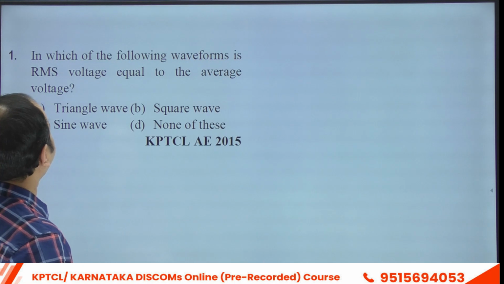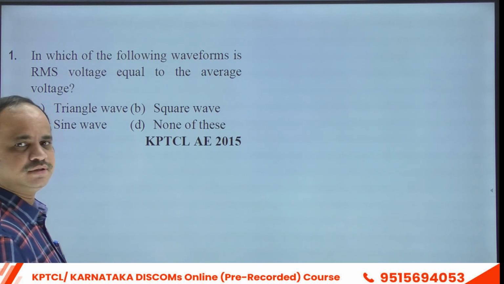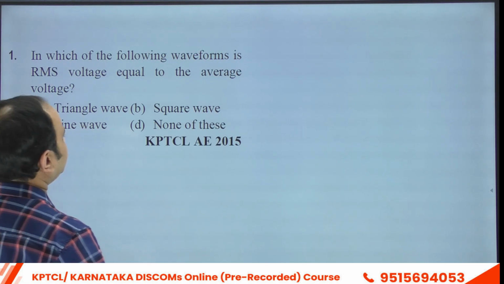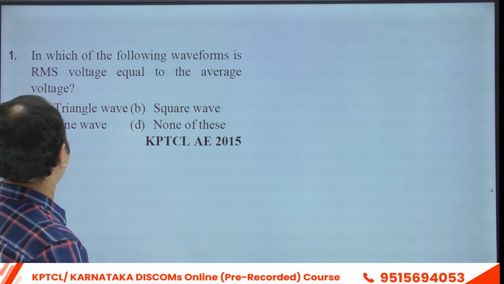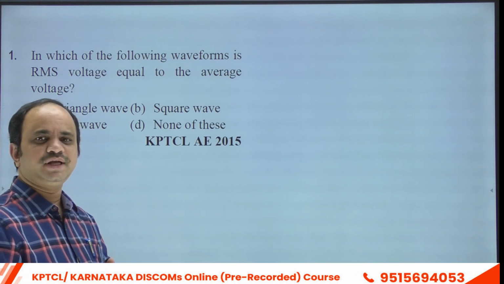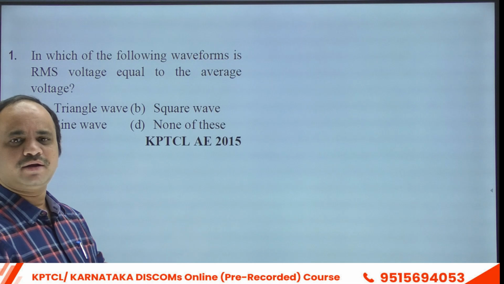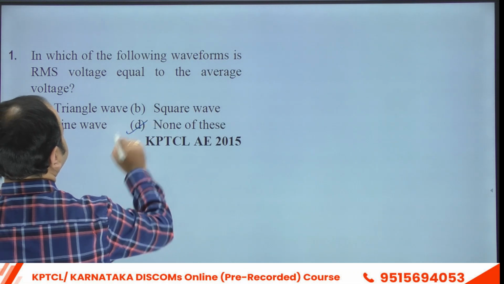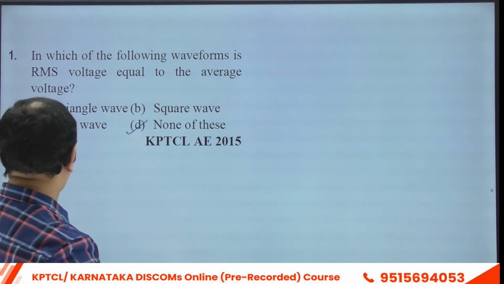In which of the following waveforms RMS voltage is equal to average voltage? Now if you look into the waveforms here, triangular wave, square wave and a sine wave. In the square and sine waves, as both positive half and negative halves are equal in areas, average value could be 0. Of course, for the triangular wave, average and RMS values obviously are not equal, and hence I can say option D. None of the waveforms, both RMS and average voltages are equal.